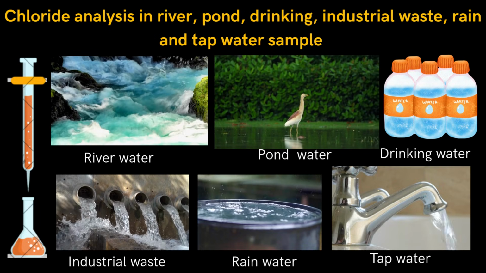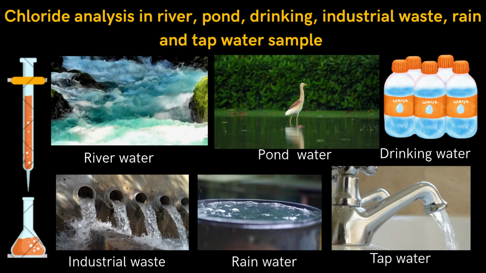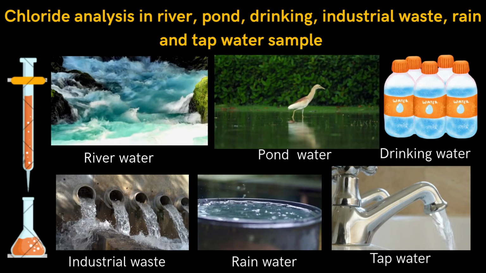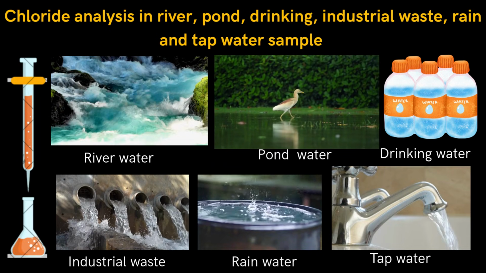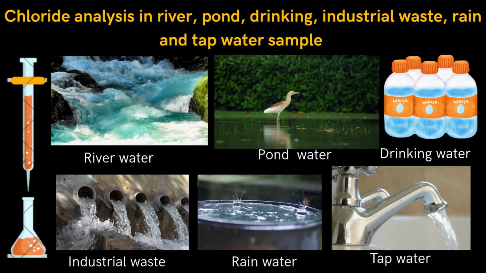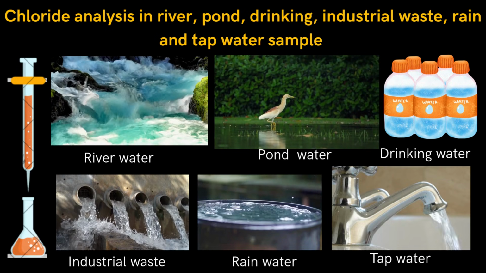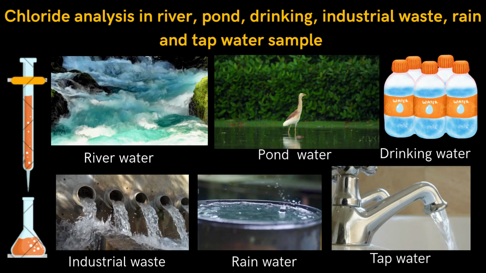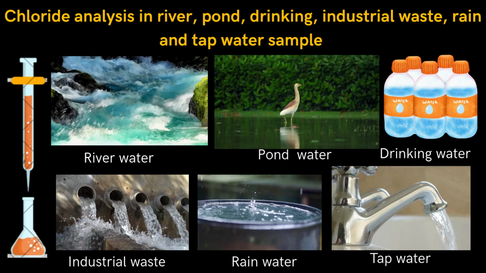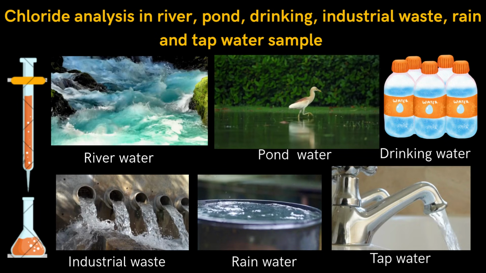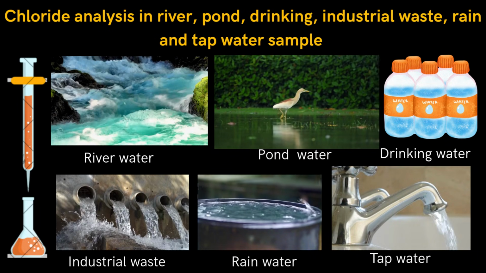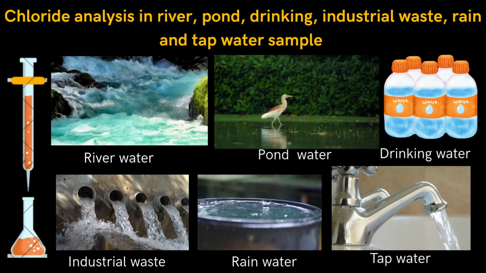This technique is highly important for UG, PG, and research students, as chloride levels directly reflect water quality, pollution sources, and industrial contamination. It is widely used in environmental monitoring, drinking water safety assessment, and dissertation or project work to provide accurate chemical analysis essential for public health and environmental protection.